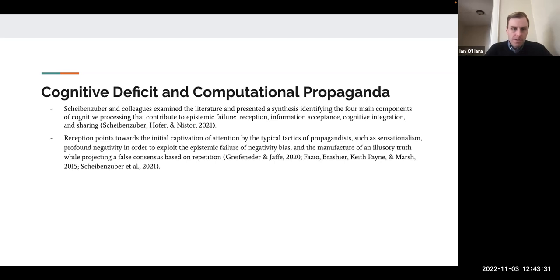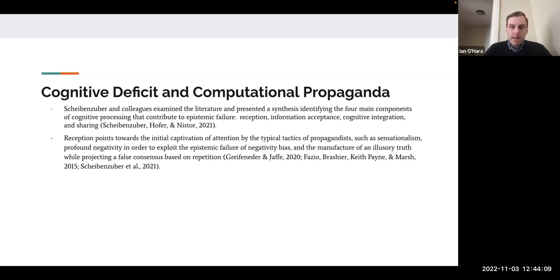So reception points toward the initial captivation of attention by the typical tactics of propagandists, such as sensationalism and profound negativity. This exploits the epistemic failure of negativity bias. As human beings, we are predisposed to examine something that we find profoundly negative. So if you see a headline that's sensationalist about something that sounds insane, it may trick your brain a bit into clicking on it and investigating it further.